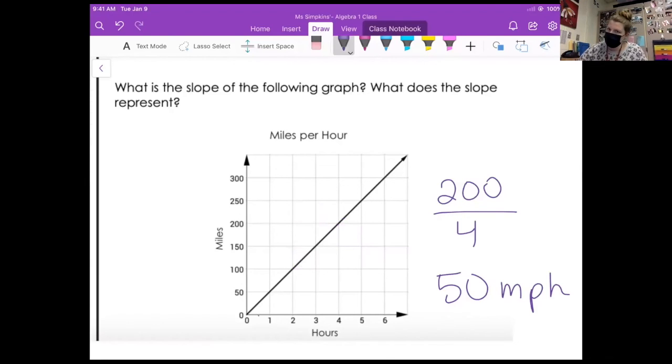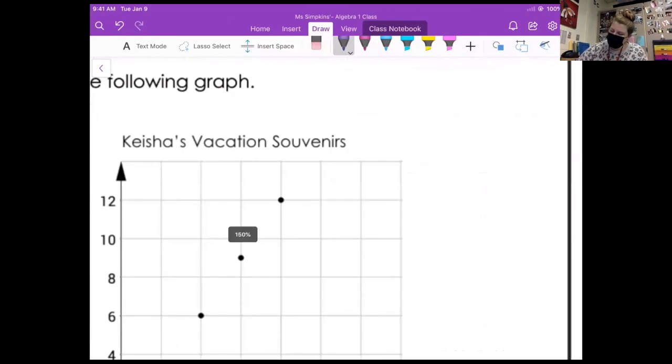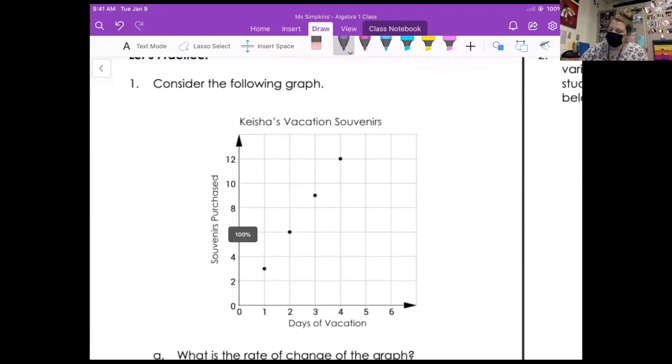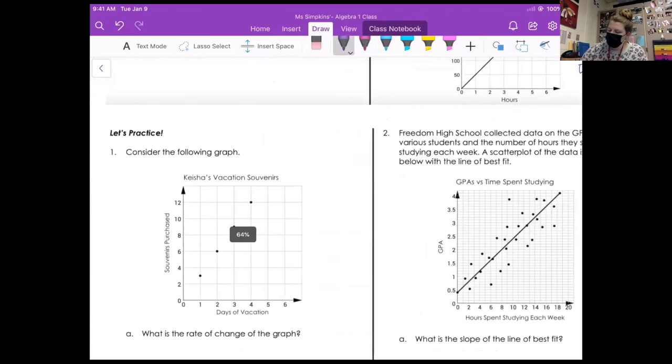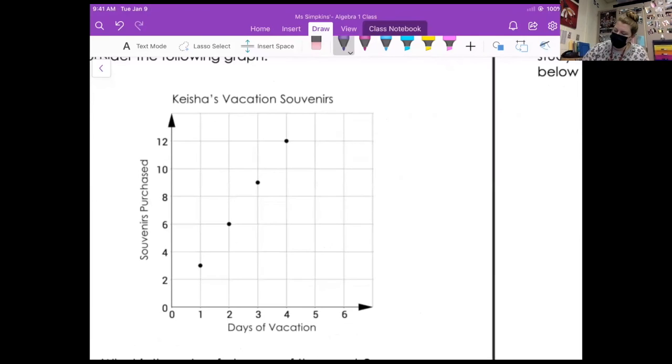All right, let's try another graph. Now, I'm going to be very specific about this graph. Do not use this point and this point. Why not? They're not exact. Now, you probably could tell that they're 3 and 9, but do I know for sure? No. I know for sure that this point is 2, 6, and this point is 4, 12. The other 2, I'm not positive.